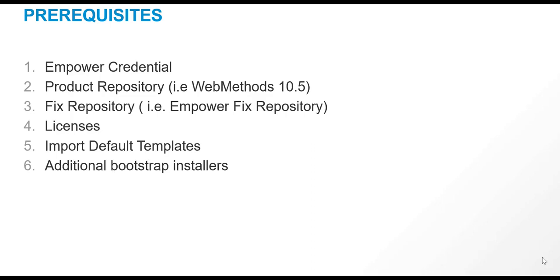Then we will define the product repository, which in this case would be of version 10.5. I would also configure a fixed repository, which will be Empower Fixed Repository. Command Central supports different types of master and mirror repositories, but this topic will not be covered in this video.